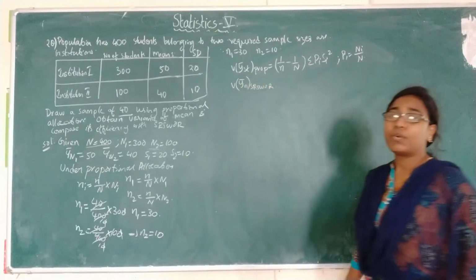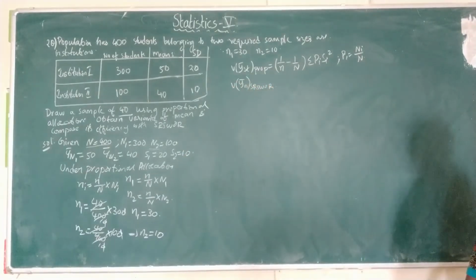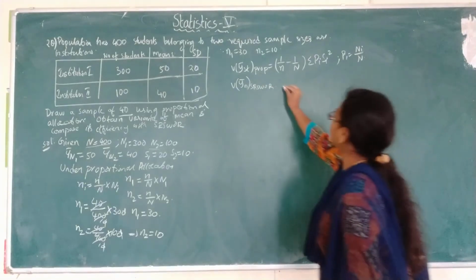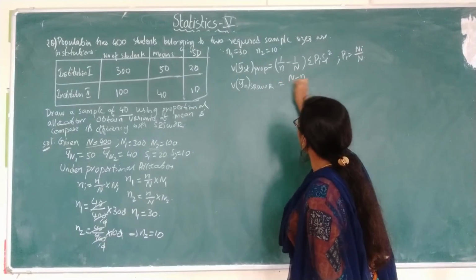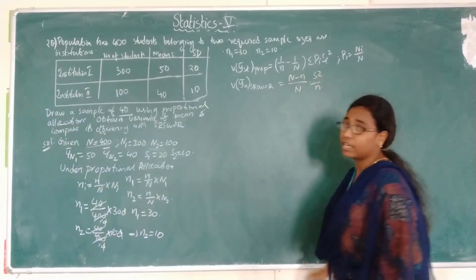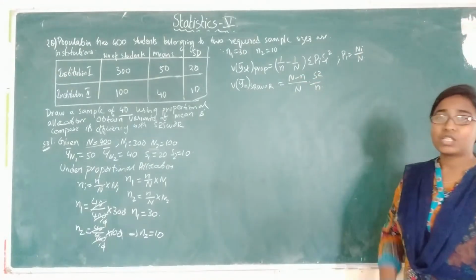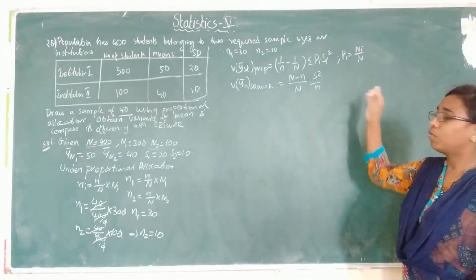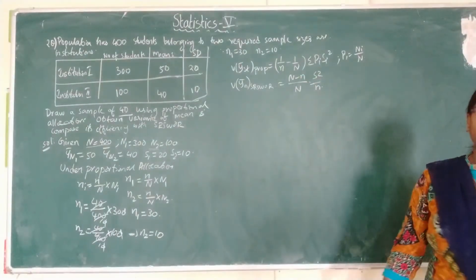Next, we have to compare it with the variance of simple random sampling without replacement. What is the formula? N minus n by N into S square by n. For this you need the S square value, and we will see now how to calculate this S square value.